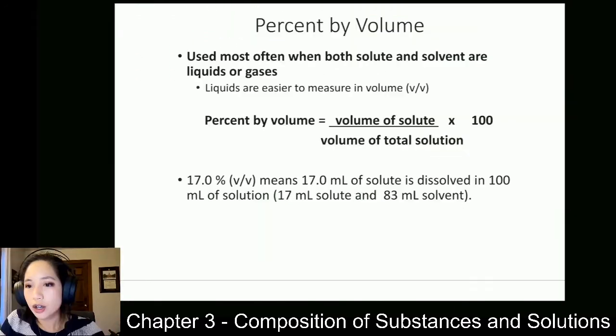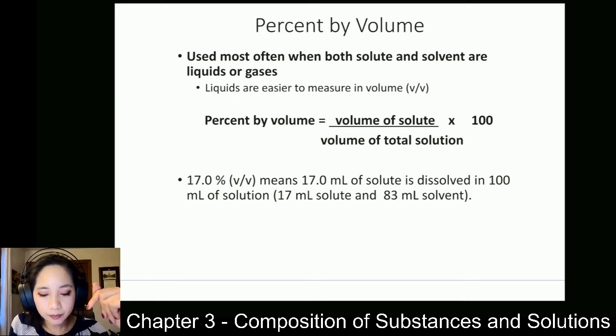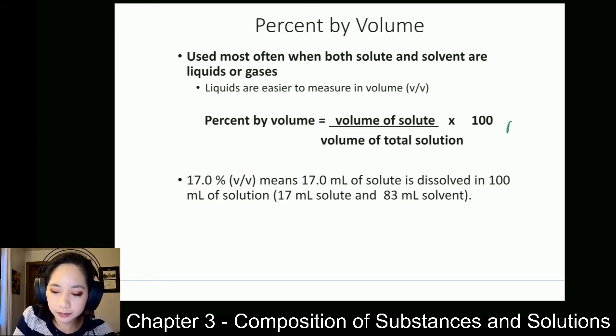Another concentration unit that you might see is percent by volume. We are expressing the amount of solute and solution in volume. Typically this type of concentration unit is used when both the solute and solvent are liquids or gases, because liquids are easier to measure in volume instead of mass. Percent by volume is similar to mass, except now you use volume instead. It's the volume of solute dissolved in a certain volume of your total solution, times 100 to make it a percent.